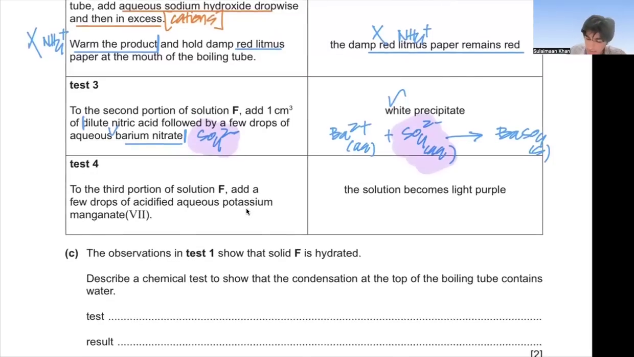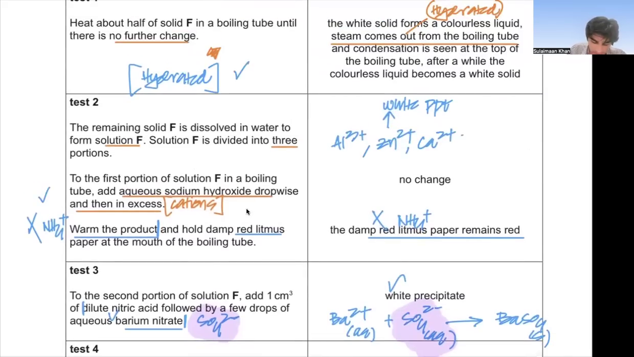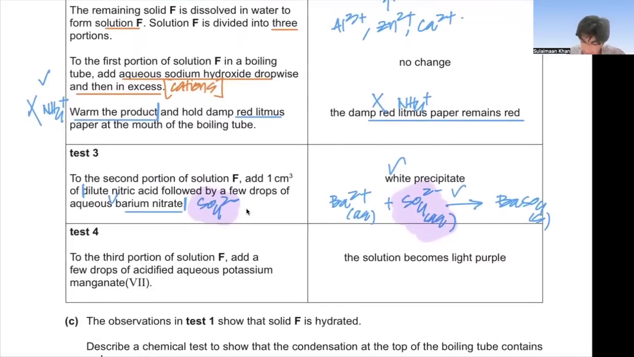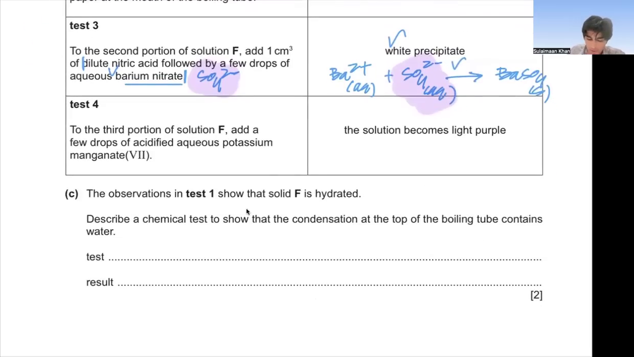And then, so we now know that it's a hydrated salt, does not have ammonium ion, and has the sulfate ion. Now, it says to the third portion of solution F, add a few drops of acidified aqueous potassium manganate.